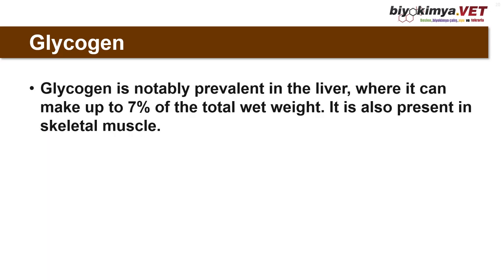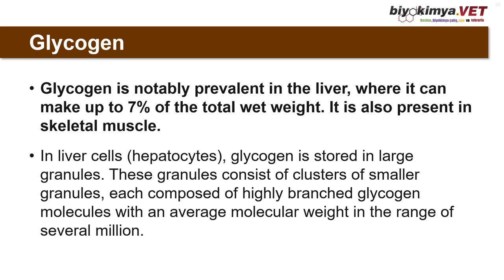Glycogen is notably prevalent in the liver, where it can make up to 7% of the total wet weight. It is also present in skeletal muscle. In liver cells, hepatocytes, glycogen is stored in large granules. These granules consist of clusters of smaller granules, each composed of highly branched glycogen molecules with an average molecular weight in the range of several million. These glycogen granules also house the enzymes responsible for both glycogen synthesis and breakdown in tightly bound form.